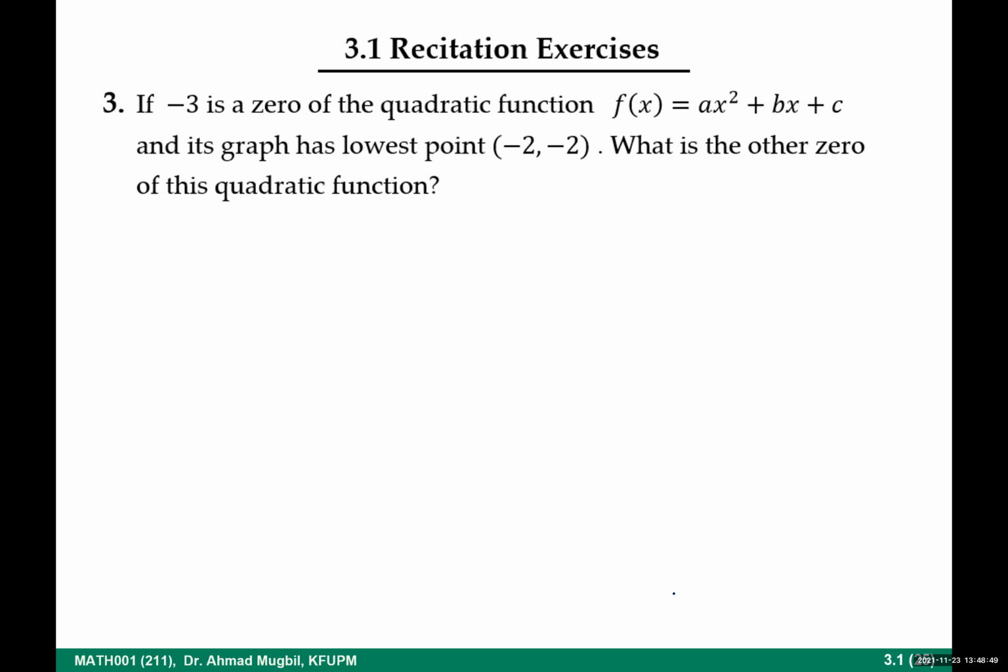And its graph has lowest point -2 and 2. So what is this -2 and 2? H and K. It is the vertex. So you have h and k. If you have h and k, you have everything. What is the other zero of this quadratic equation? You have -3 and -2. The distance between them is 1, so you will go to the right. So it is what? -1. Right. Yes, exactly. And you can also solve it by working with formulas.